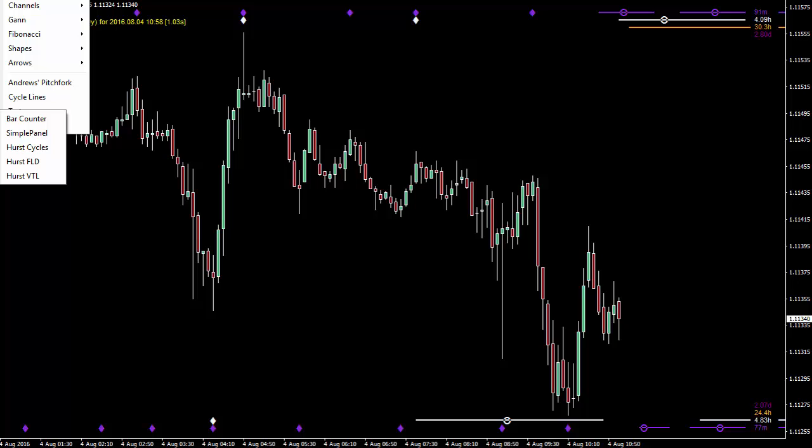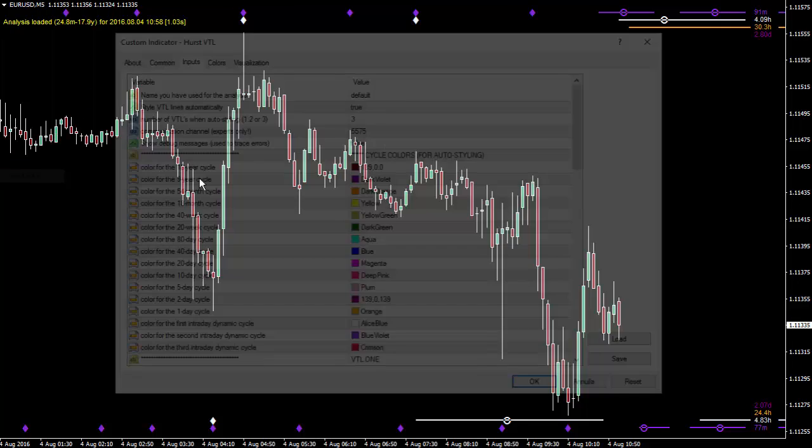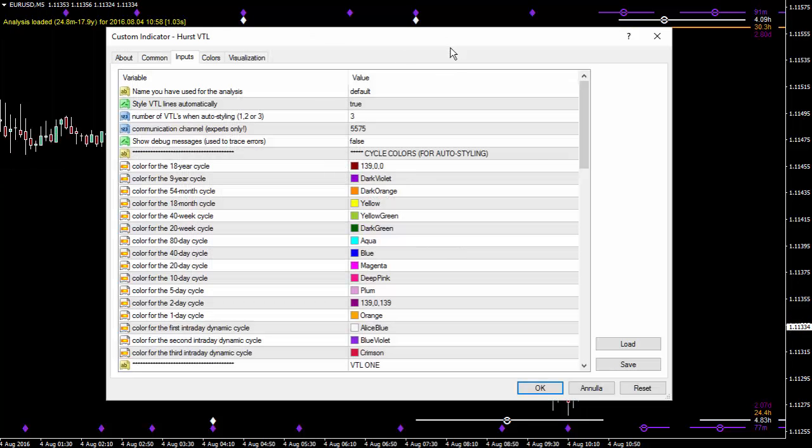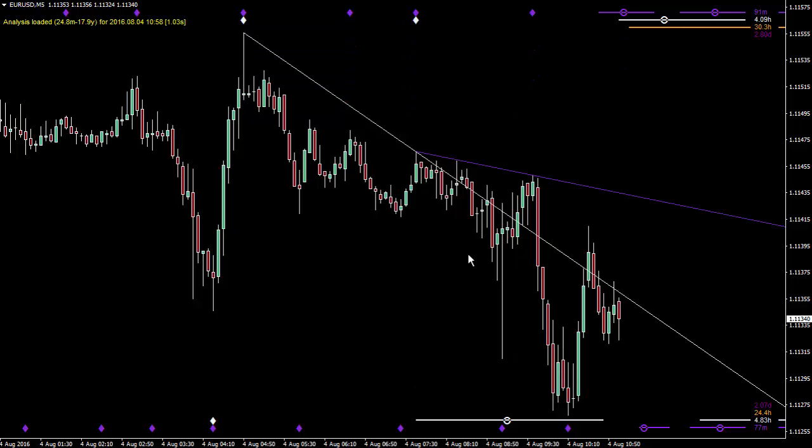You can apply VTLs onto your chart by simply adding the Hurst VTL indicator. Let's do that now. I'm going to add the Hurst VTL indicator onto the chart, and we'll use the default inputs for now. There we see some trend lines, and those are of course normal trend lines, but they are also validated according to Hurst's rules.